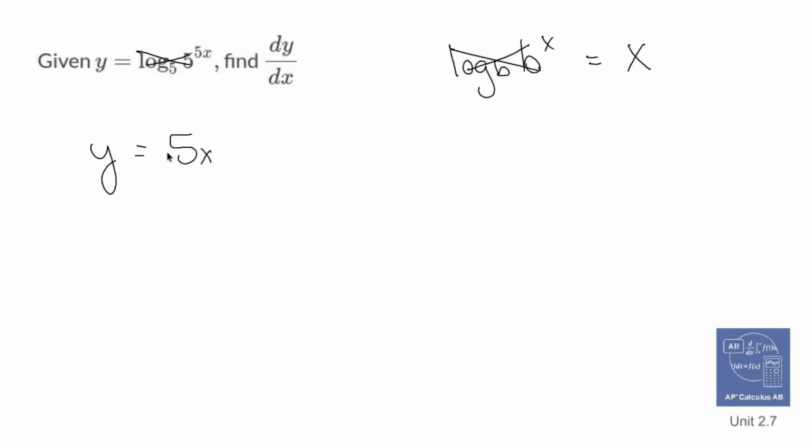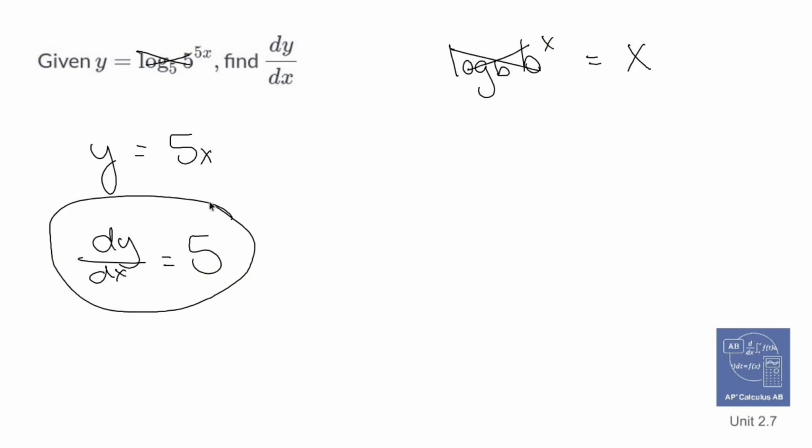So now I just have power rule, and that's it. The derivative of 5x means you just get rid of the x, and you're left with 5 and only 5. And that's my answer. So this is a weird problem for sure, and it made us use a couple log rules, but yeah, that's how you do it. Not bad.